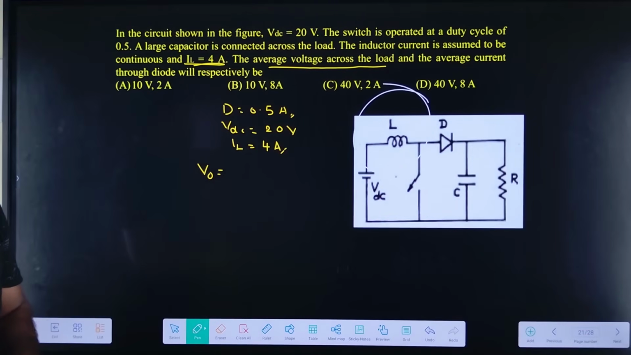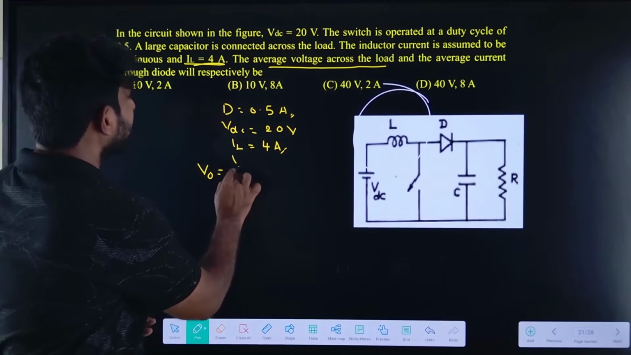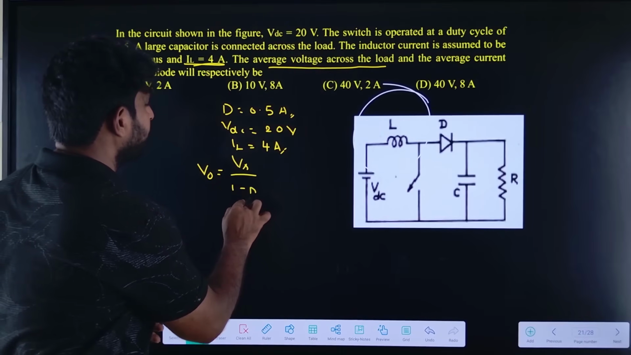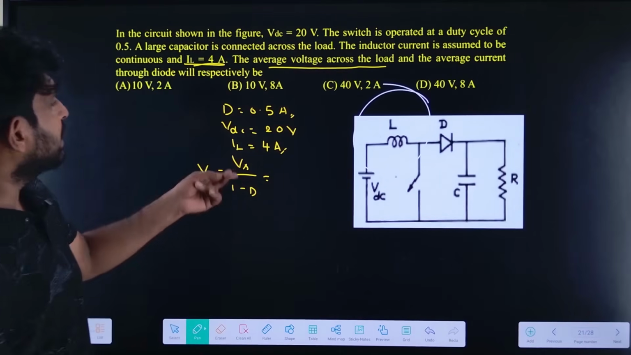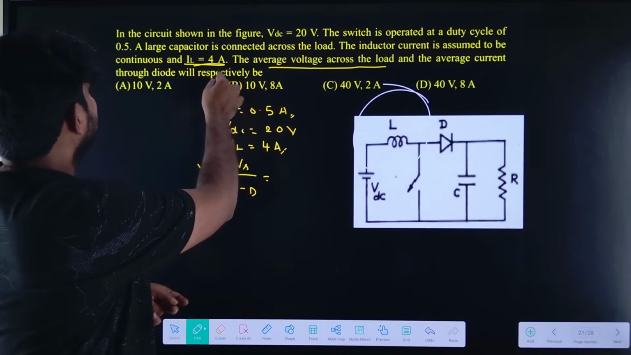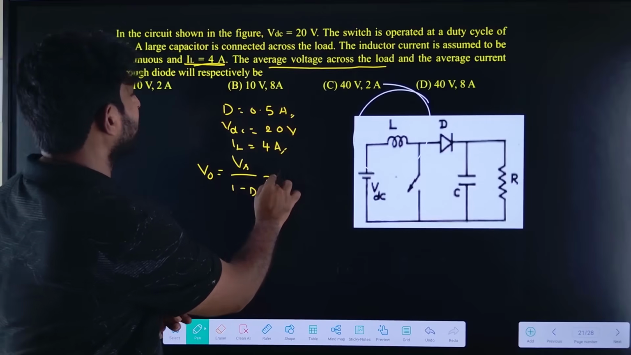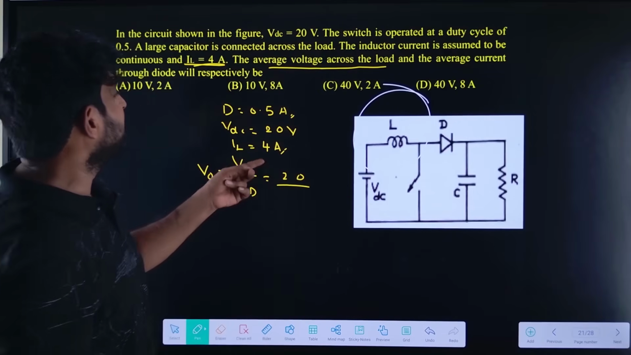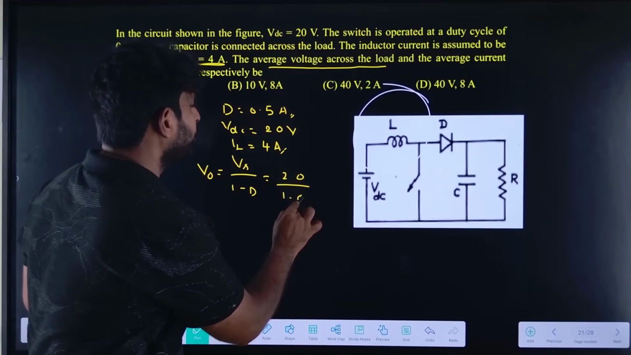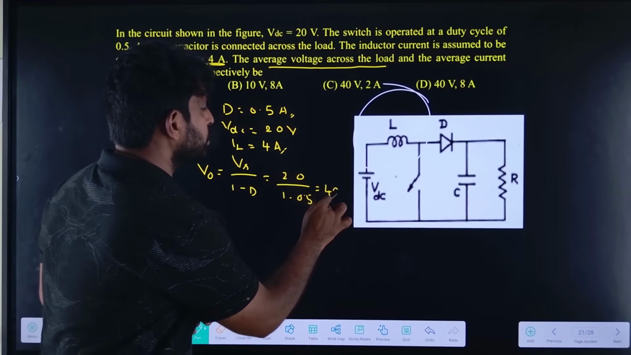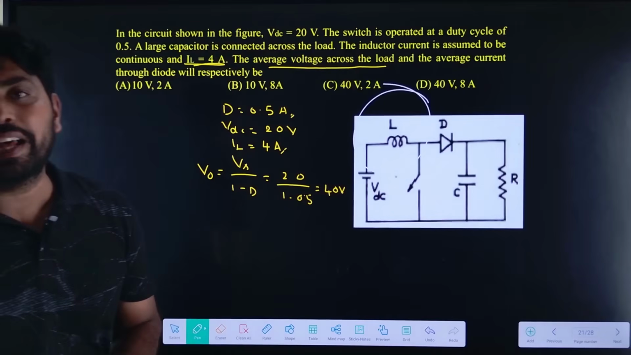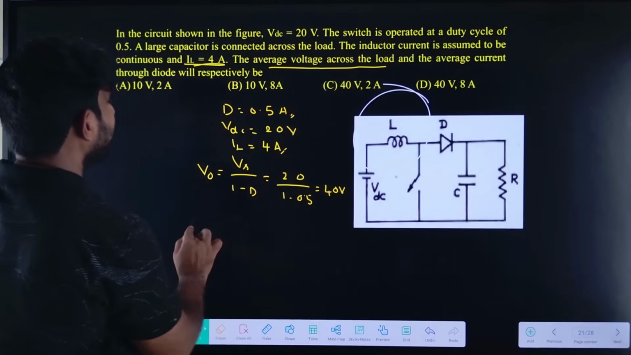In the case of a boost converter, V0 is equal to Vs by 1 minus D, right? Vs is given as VDC, which is 20 volts, divided by 1 minus 0.5, which is equal to 40 volts. So V0 we got as 40 volts. Now let us find the diode current.